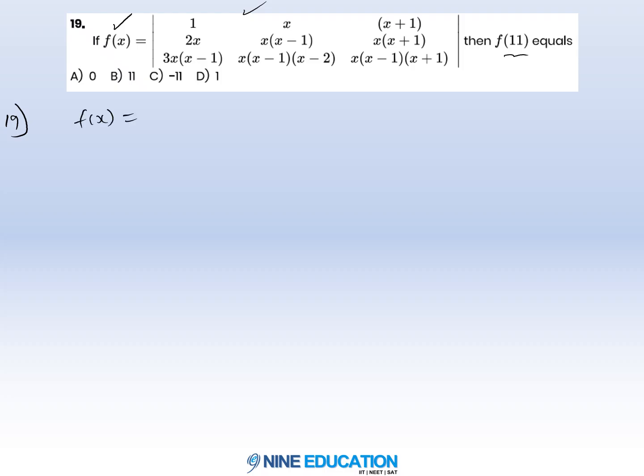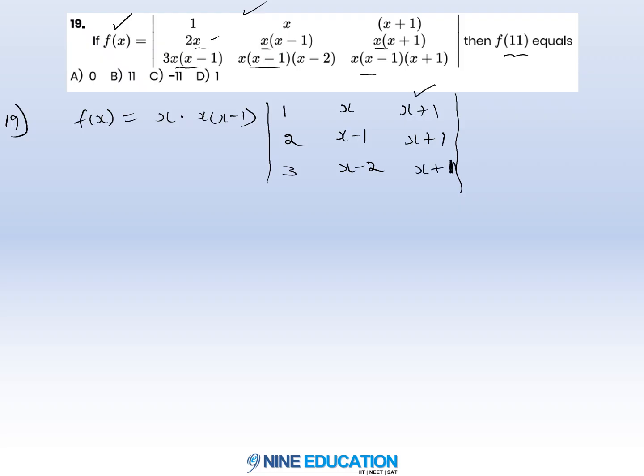If we observe this determinant, from row 2 we can take x common. From row 3, x into x minus 1 is common. So take x common from row 2 and x into x minus 1 from row 3. Then the leftover elements will be 1, x, x plus 1 in row 1. From row 2, it is 2, x minus 1 and x plus 1. Why? Because x is taken common here. From row 3, x into x minus 1 is taken common, so here the leftover elements will be 3, x minus 2, and x plus 1.